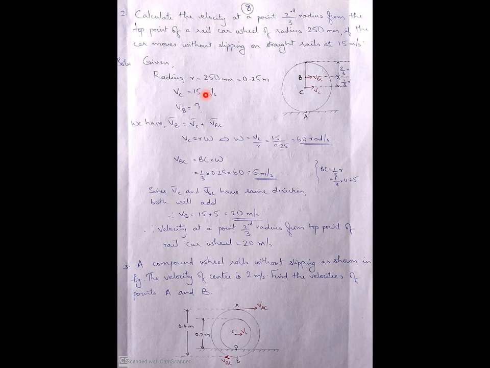So the center point velocity is given. Now we have been asked to find the velocity at a point 2/3 radius from the top point of the rail car. So from the top, 2/3 radius. This is the radius.